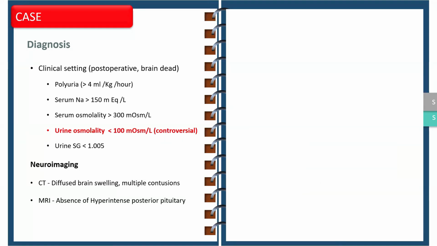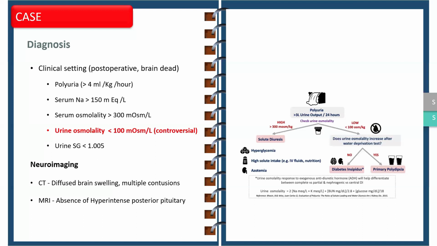Neuroimaging-wise, if the CT shows diffuse brain swelling and multiple contusions, or in the MRI, absence of hyperintense posterior pituitary stalk can also be considered as surrogate evidence in order to make the diagnosis of diabetes insipidus.